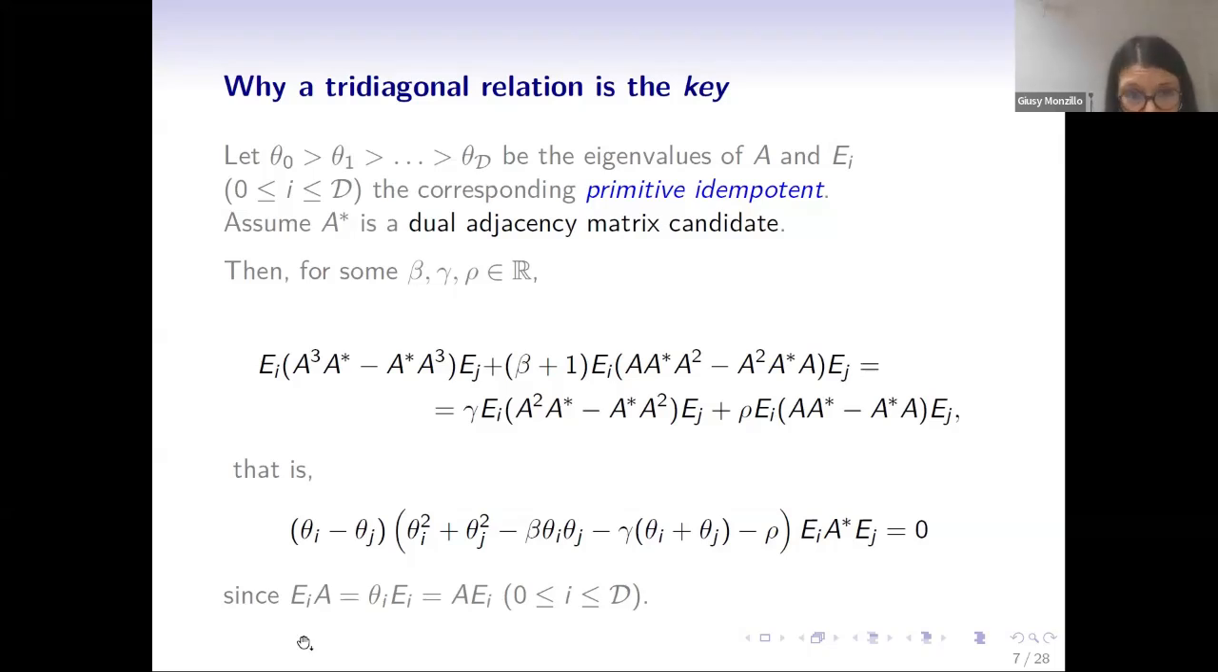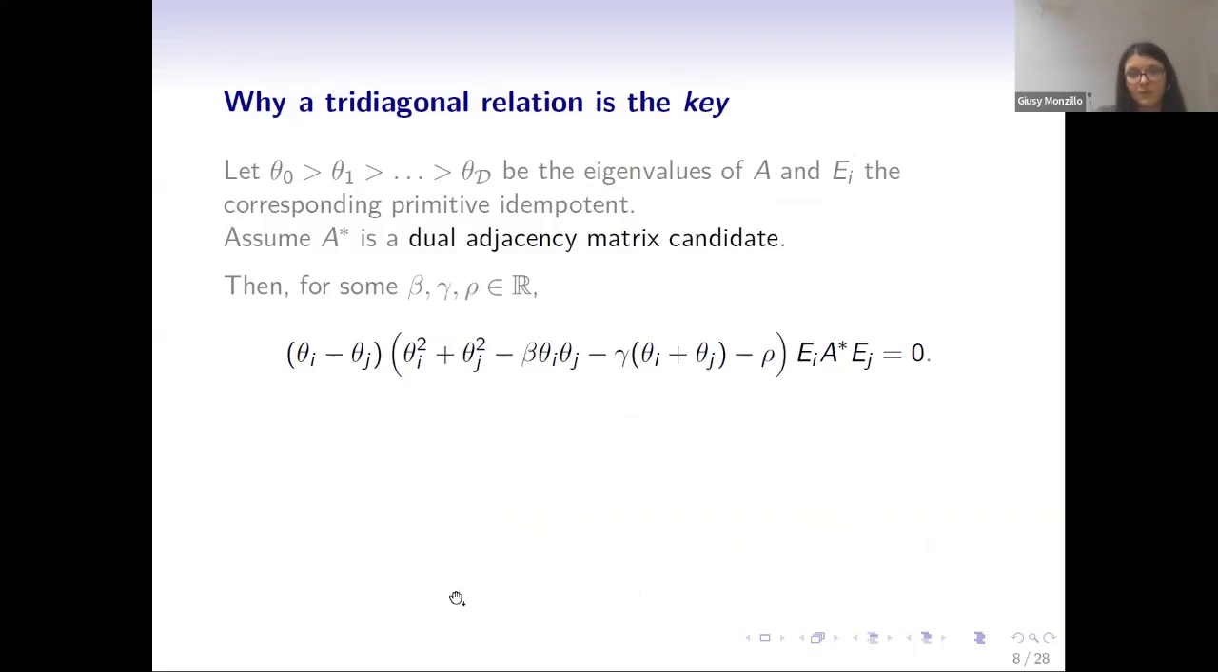And this is what we are using here. So I mentioned that these primitive idempotents are projectors for the eigenspaces. So actually the row space and column space can be interpreted like the eigenspace as well. So eigenvectors. That's why we have E_i A equal, of course, to A E_i, and then theta_i E_i. This is what we are using here. That's why we get this expression.